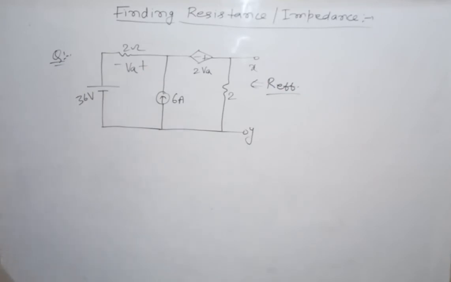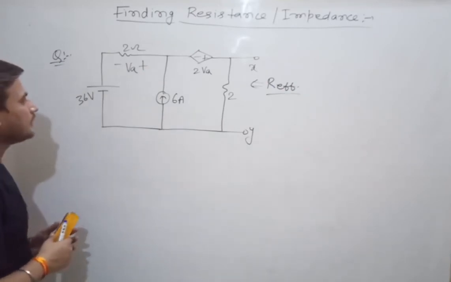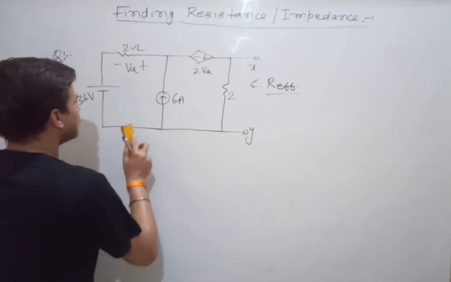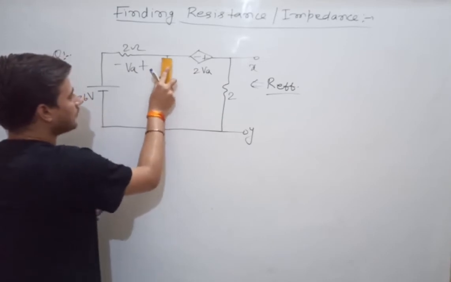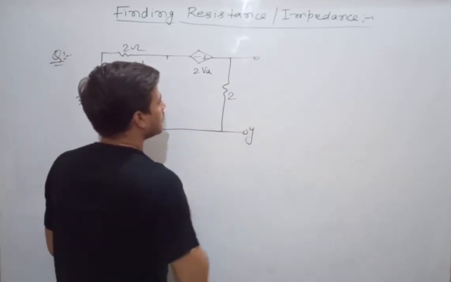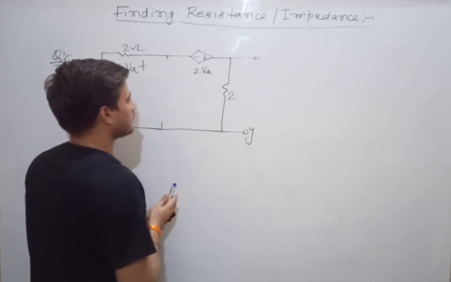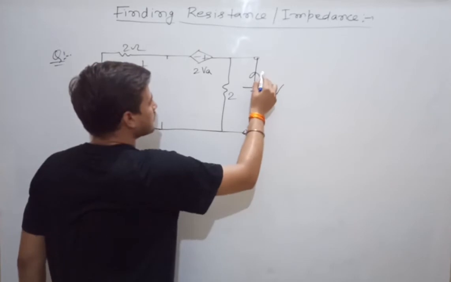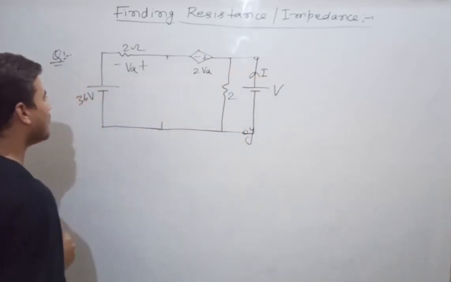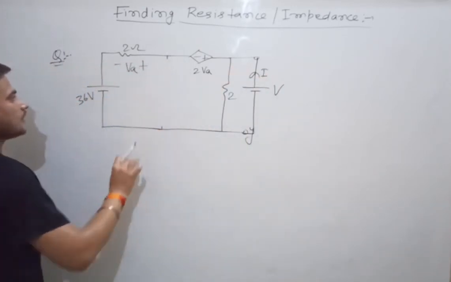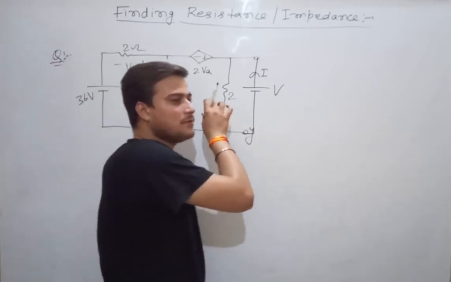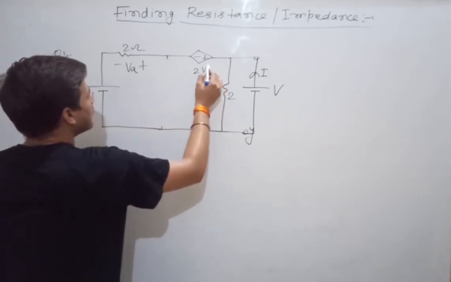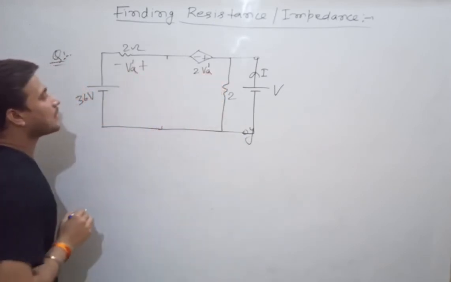The first step is you have to deactivate the independent source. So we'll deactivate this independent source and we'll connect a V volt battery. Current coming out from the battery will be I. Since a change has been made in this circuit, VA will be replaced by VA dash.